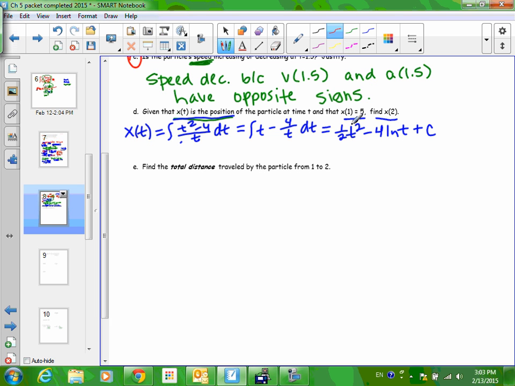All right, so that's just x of t. Now I got to use the initial condition to find c, right? And then I got to do something else at the end. So I'm going to let t equal 1. I really should have put more space on this problem. I've got to remember that for next year.